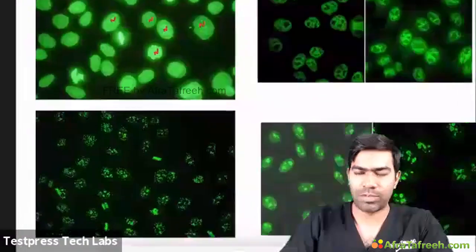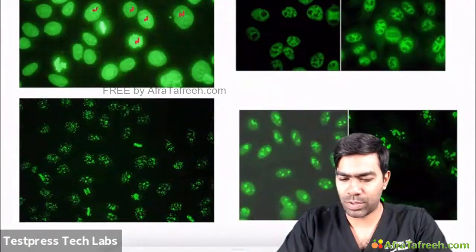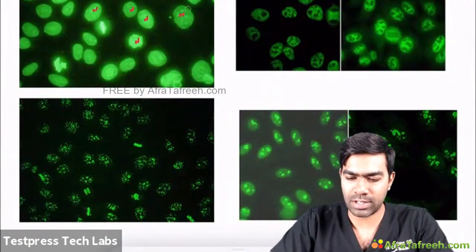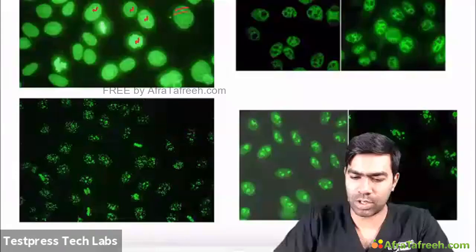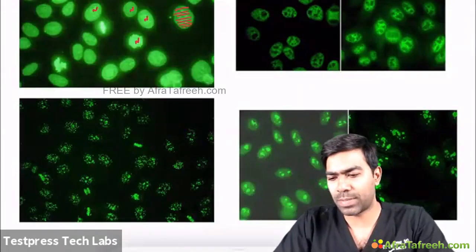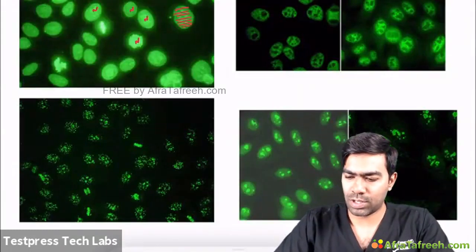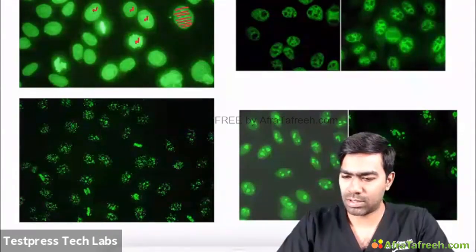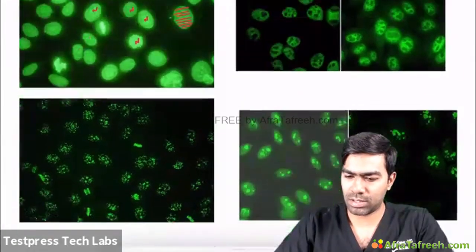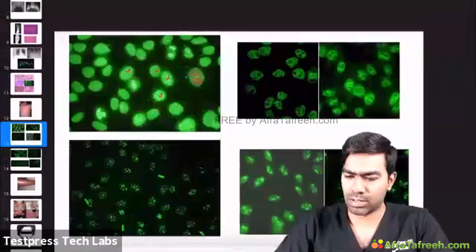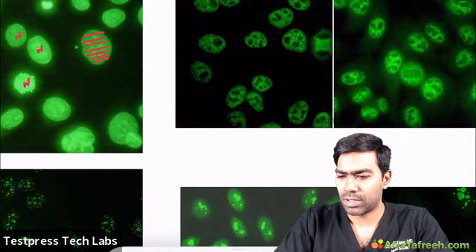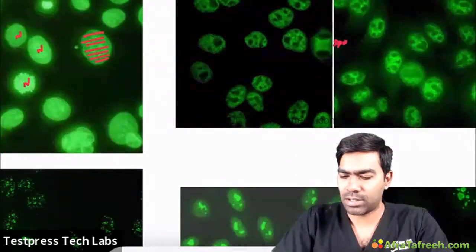So let us see some of the patterns which I've told you. So first one is going to be the homogeneous pattern. I can see this kind of homogeneous sort of staining here. This homogeneous pattern. Then of course, this is a type of a speckled kind of pattern.